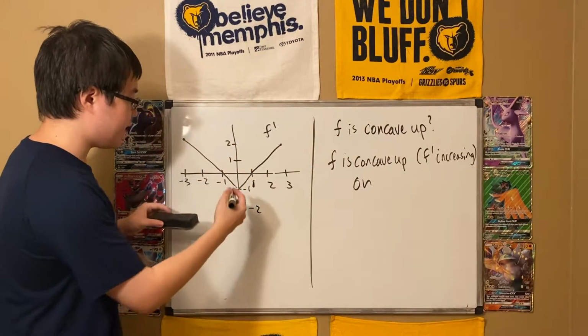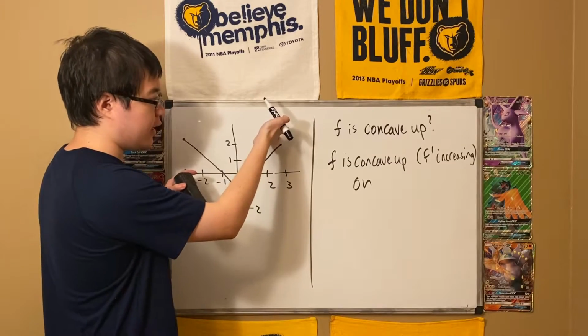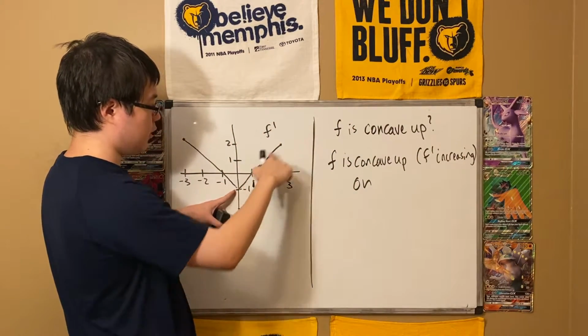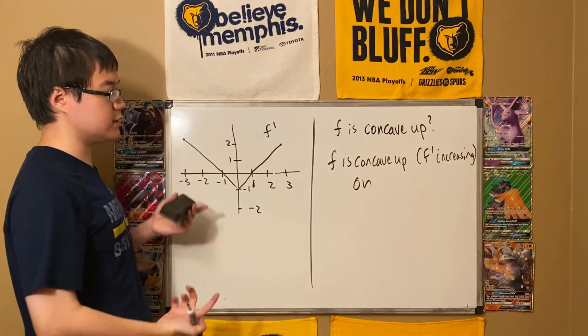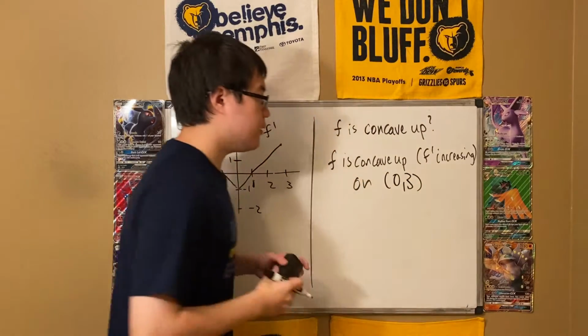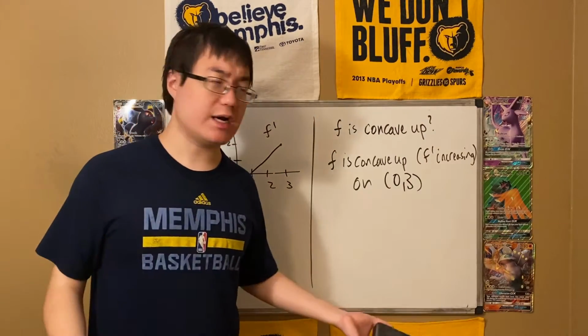So in this case, where is f prime increasing? You're literally looking at f prime. You want to see where it's increasing. So it looks like it's increasing from this point all the way up to this point. So it looks like it's from 0 to 3. 0 to 3.